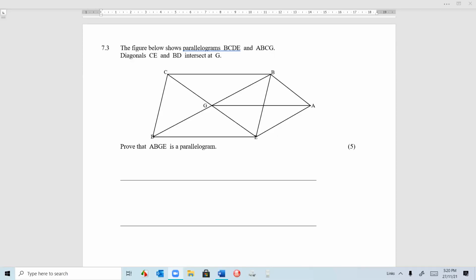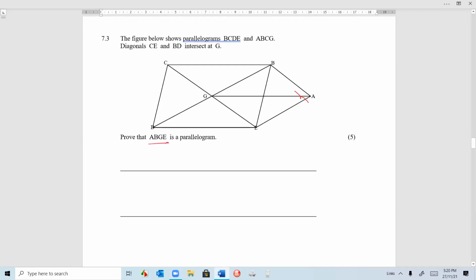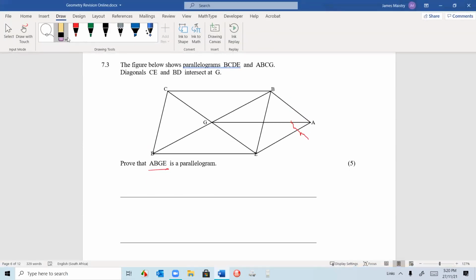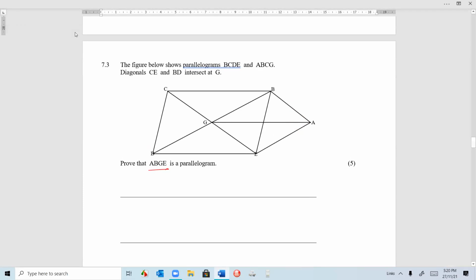All right, I think I gave you enough time to actually look at that question. So the question is to prove that ABGE. So I just want to highlight that. Okay, sorry, let me just erase that line. Okay, we're going to be looking at this figure called ABGE. So I just want to highlight that.